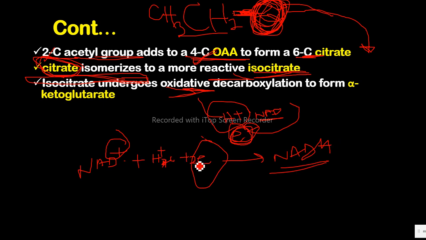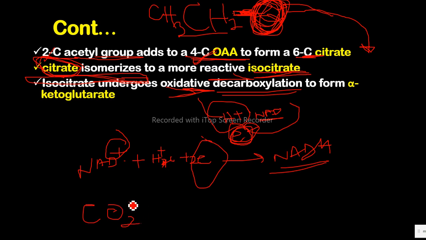Why 2 electrons? Because the whole bond breaks. And the bond is made up of how many electrons? 2 electrons. But that is organic chemistry, which we shall not go deep into. Now it is decarboxylation, because we have seen that we have 3 carboxyl groups. Of the 3 carboxyl groups, 1 is lost at this stage.